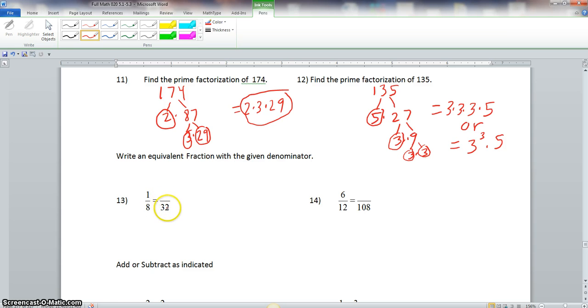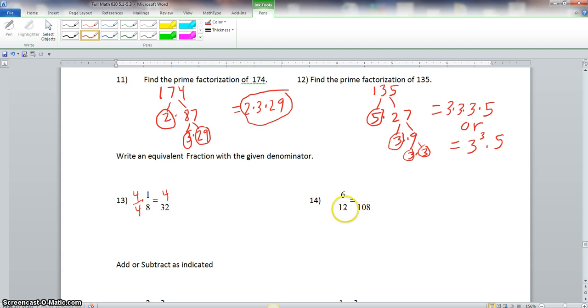We have 1/8 is equal to blank over 32. So remember I told you all before, you could say this. You could say 32, the larger number, divided by the smaller number. 32 divided by 8, we know is 4. So really, we're multiplying this lower fraction by 4 over 4. 4 times 1 is 4, and 4 times 8 is 32. So this is our answer for 13.